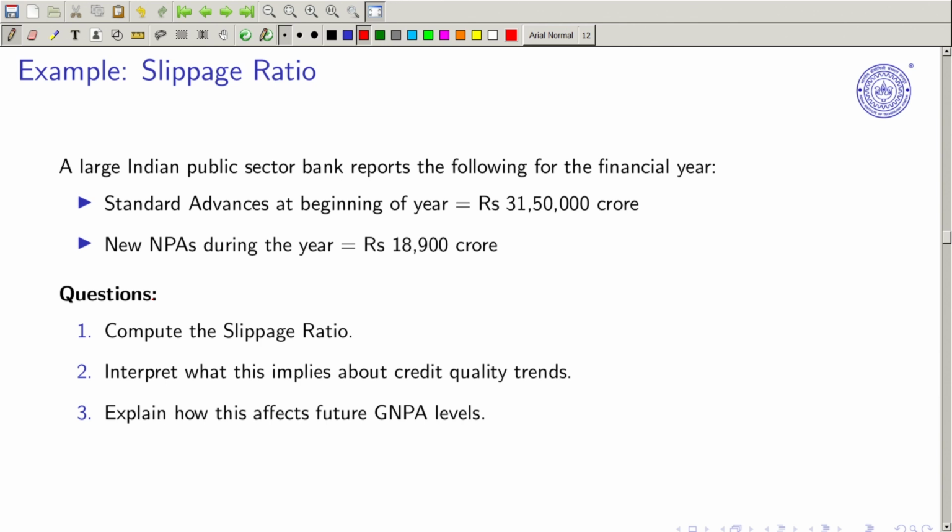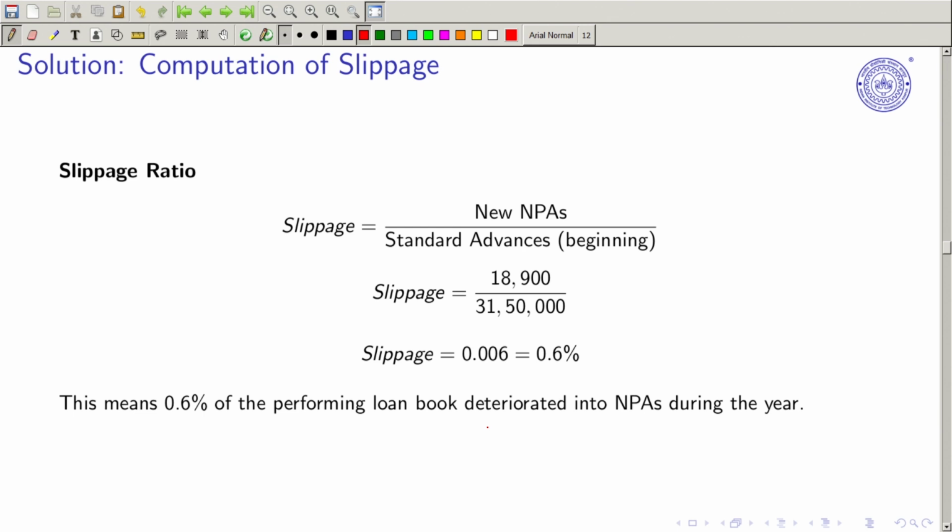Suppose a large public sector bank reports the following for the financial year. Standard advances at the beginning of the year are, for example, 31 lakh 50,000 crore. And new NPAs during the year are 18,900. Compute the slippage ratio, interpret what this implies, and explain whether it affects the GNPA level or not. The slippage ratio is new NPAs upon the standard advances. So slippage is how much? It is 18,900 upon 50,000, so it is coming out to be 0.6%.